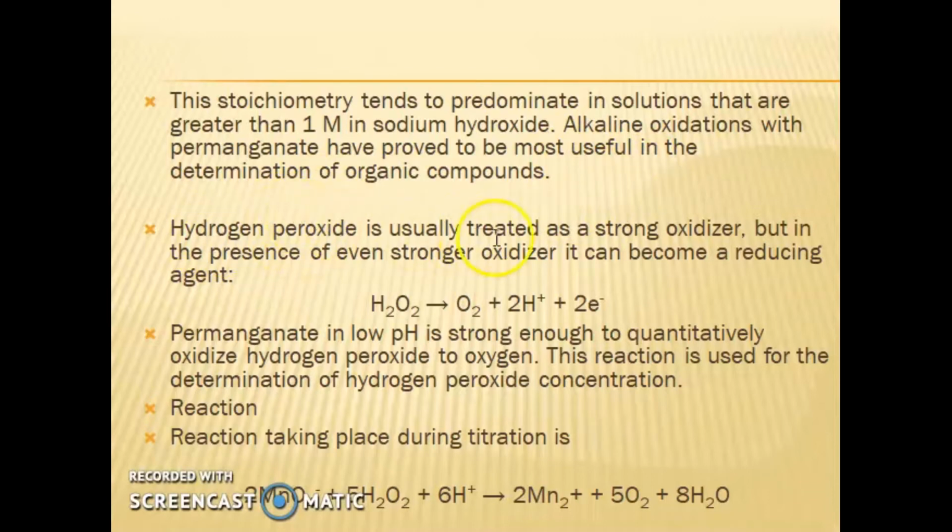Now, hydrogen peroxide is usually treated as a strong oxidizer, but in the presence of an even stronger oxidizer, it can become a reducing agent. So, hydrogen peroxide dissociates to give oxygen and H+ ions. Permanganate at low pH is strong enough to quantitatively oxidize hydrogen peroxide to oxygen. This reaction is useful for the determination of hydrogen peroxide concentration. The reaction taking place during the titration is permanganate, hydrogen peroxide and H+ ions giving Mn2+, oxygen is liberated and water is formed.